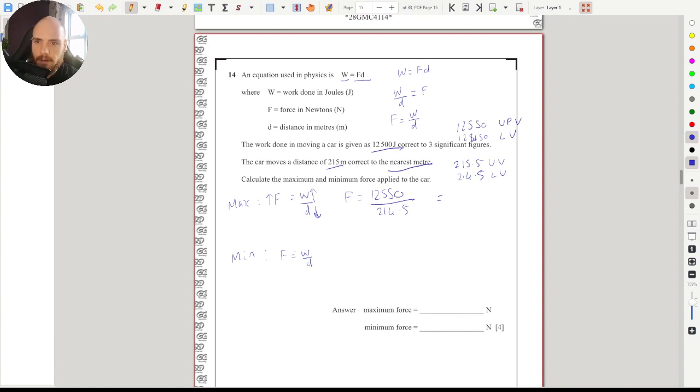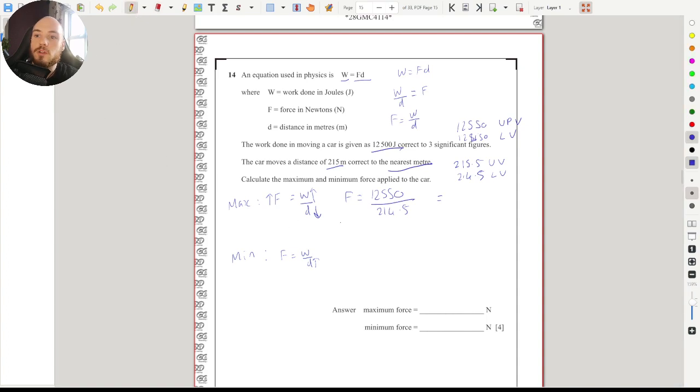So let's look at minimum. With minimum, if we have a greater distance, again our force will be smaller. So I can give you the example of, say we had 2 divided by 1, that gives us 2. If I increase what's dividing on the bottom, so 1 to 2, it decreases my result. So I had 2, now I have 1. So a bigger number on the bottom gives us a smaller force on the top.